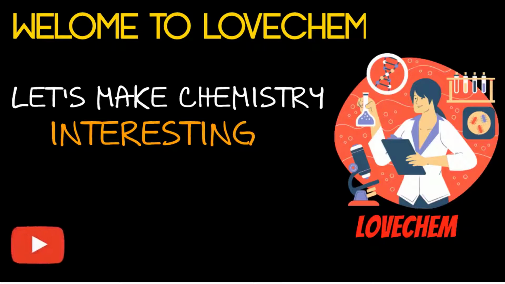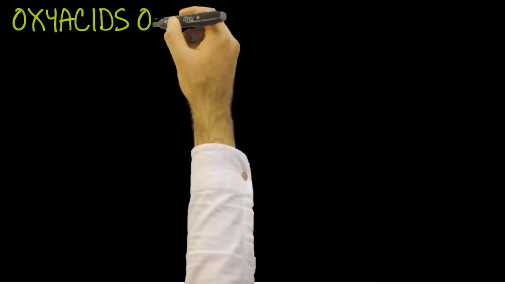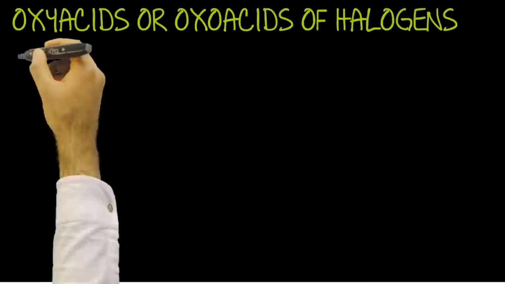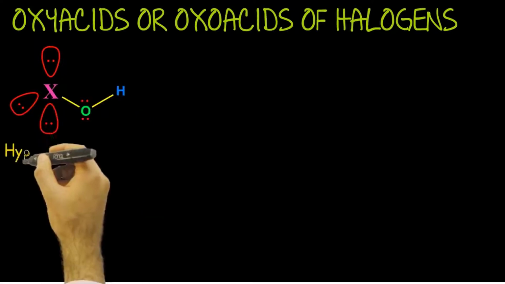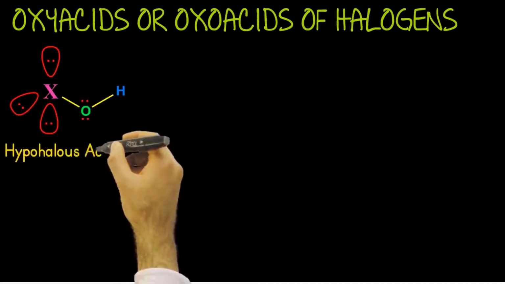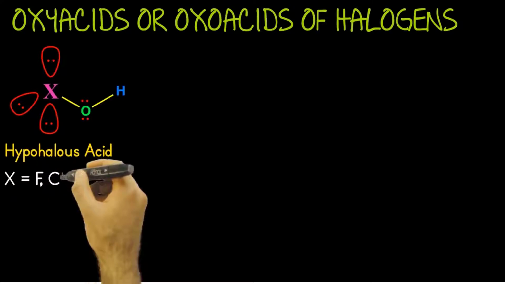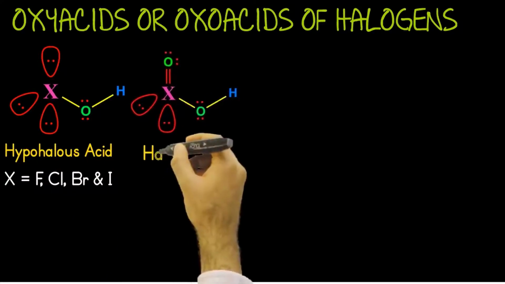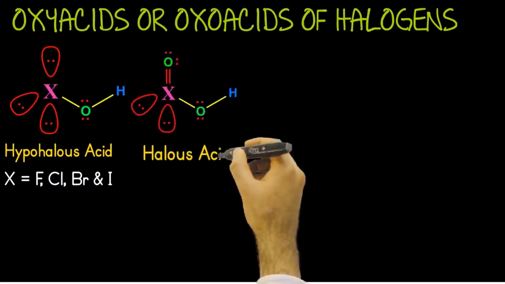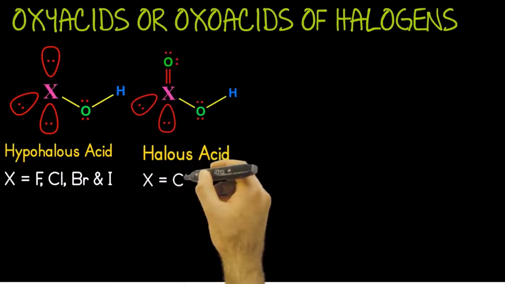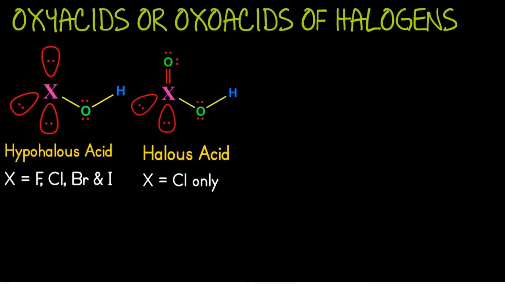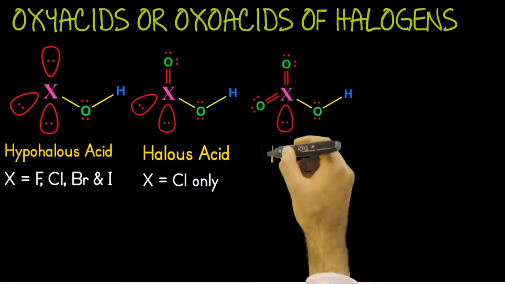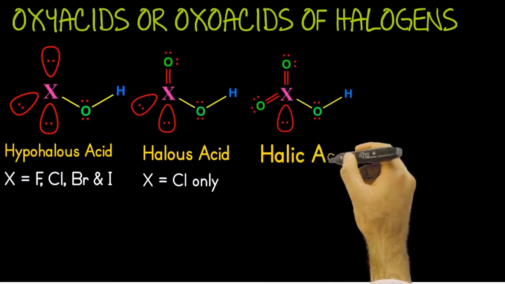Let's make chemistry interesting. We will learn chemistry with a new approach. So let us begin with the oxyacid, or in some books it is mentioned oxoacid, of halogens. So the first one here we have is the hypohalous acid. Here in this case the X, that is a halogen, can be all, that is fluorine, chlorine, bromine and iodine. Next type of oxoacid is halous acid, where X is only the chlorine.